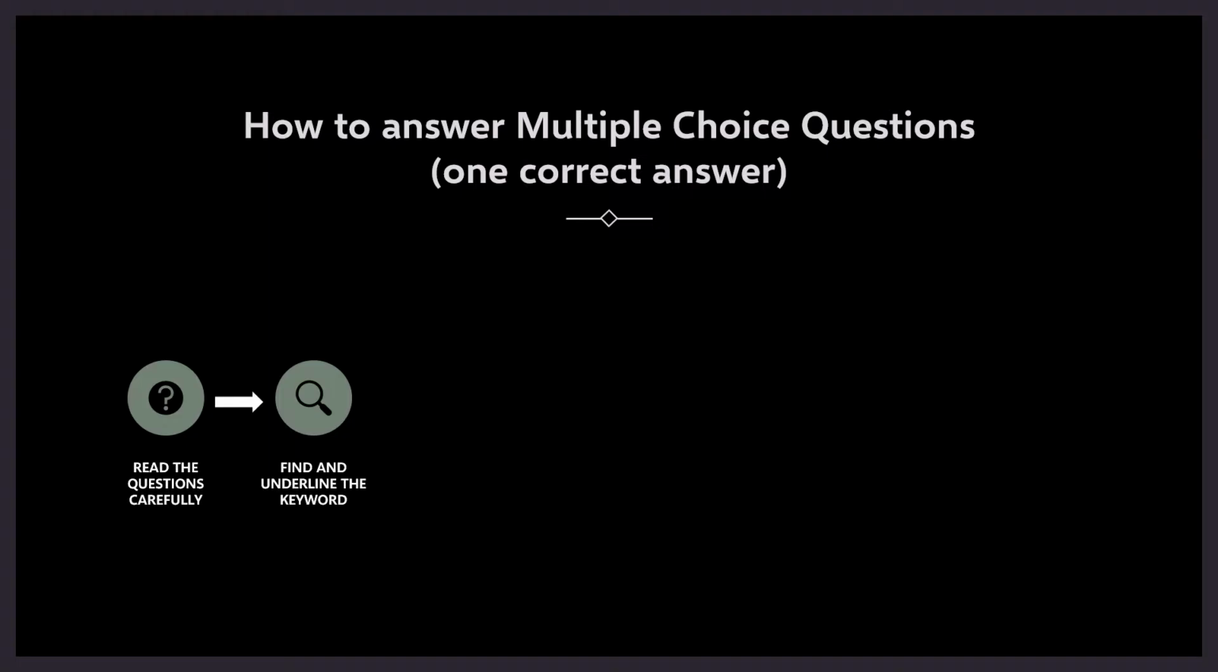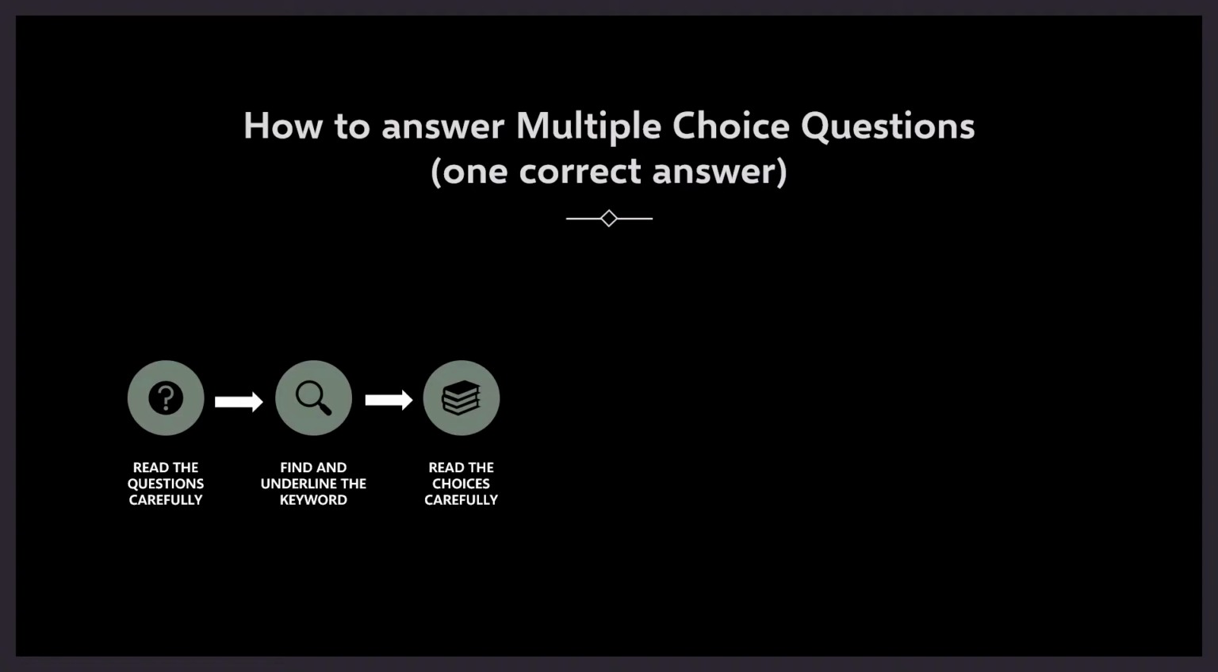Now, in each question, the keyword can be different depending on the question type. The first thing you need to know is that you need to pay attention to the WH question word, if there is one. So is it a why question? Is it a how question or a when question? Very important point. The third step is to read the choices carefully.